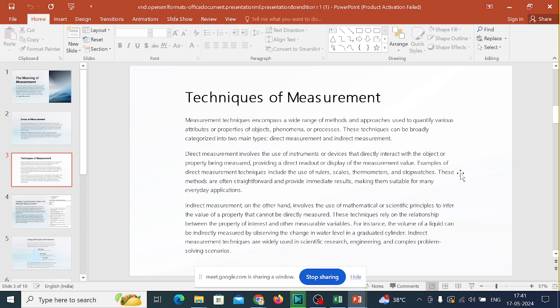For instance, the volume of a liquid can be indirectly measured by observing the change in the water level in a graduated cylinder. Indirect measurement techniques are widely used in scientific research, engineering, and complex problem-solving scenarios. Okay, this is called indirect measurement.